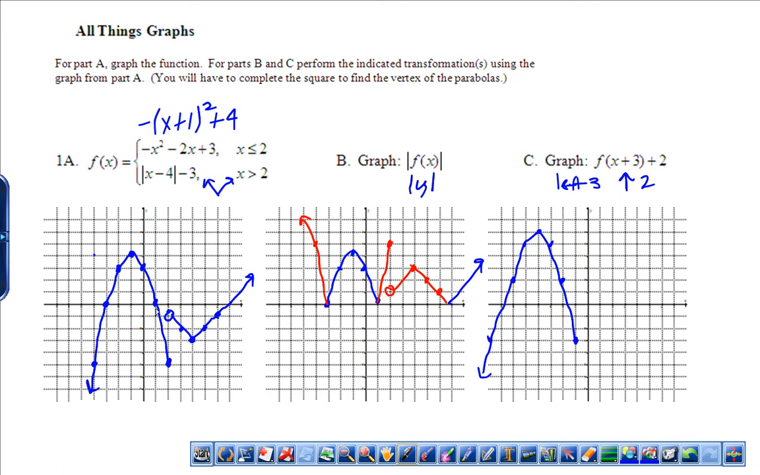Okay, this one was over 1, 2, 3, 4, 1, 2, 3. That was the original one. So I'm going to go left 3, and up 2. And remember, this one is just a V, which is really nice. So this one goes up like this. And then we had 2 points and then an open circle. Okay, that should be it.